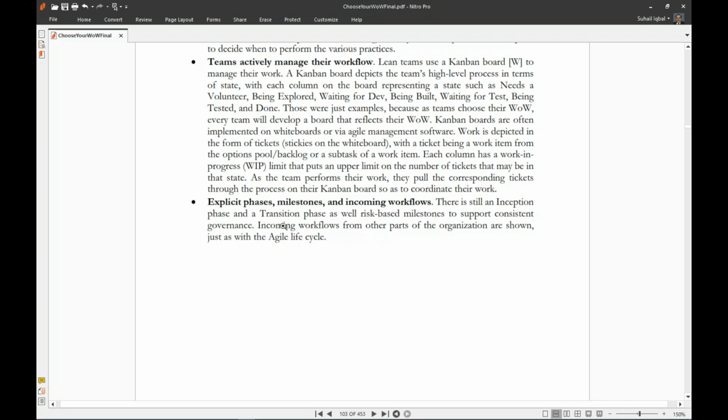Kanban boards are often implemented on whiteboards or via agile management software. Work is depicted in the form of tickets, stickies on the whiteboard, with a ticket being a work item from the option pool, backlog, or a subtask of a work item. Each column has a work in progress limit that puts an upper limit on the number of tickets that may be in that state. As the team performs their work, they pull the corresponding tickets through the process on their Kanban board so as to coordinate their work.